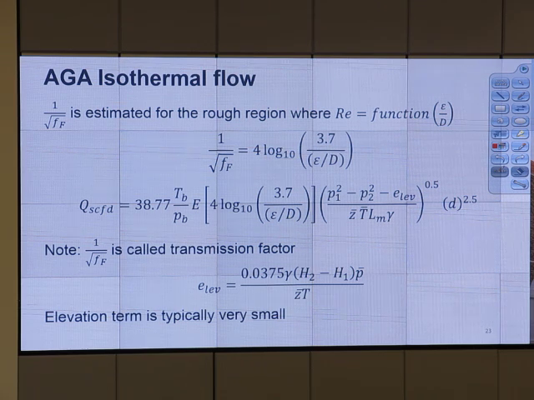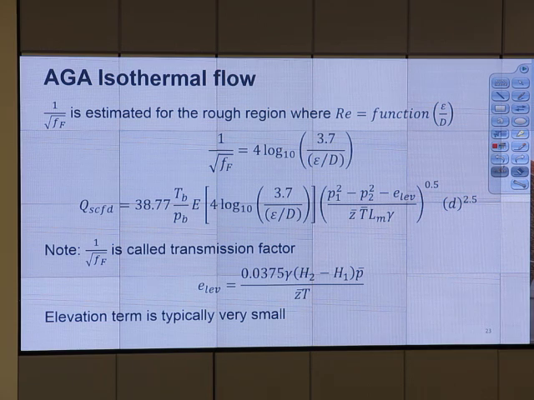Because the temperature is not constant. We don't have isothermal flow unless it is a pipeline that we don't insulate, then it is isothermal flow, with temperature equal to environment temperature. Most of the time, the temperature inside is not the same as the environment temperature. There's a temperature drop, and we may insulate it or bury it. So most of the time, it's not isothermal flow.